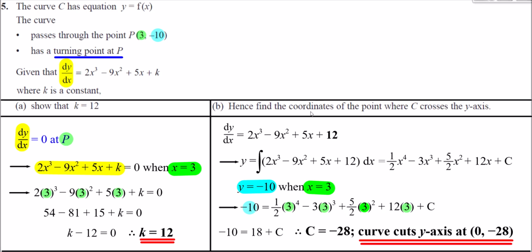We want the coordinates, not just the y-intercept, but the coordinates of where it crosses the y-axis. So essentially, if we input x being equal to 0, because when we cross the y-axis, x is 0, all these terms vanish, and we just get c. So when x is 0, y will be minus 28. Hence the curve cuts the y-axis at that point. When x is 0, we'll just have this constant of integration, which is negative 28.